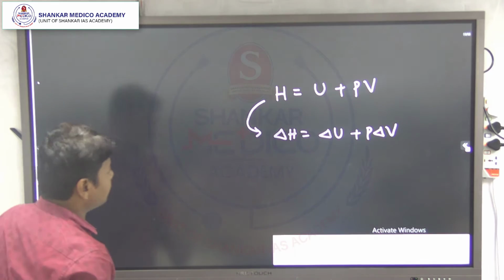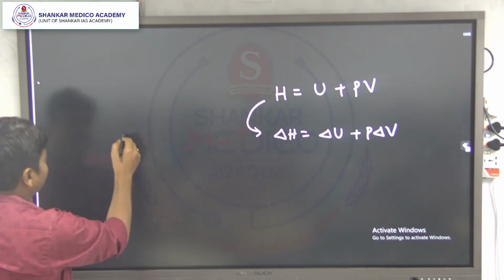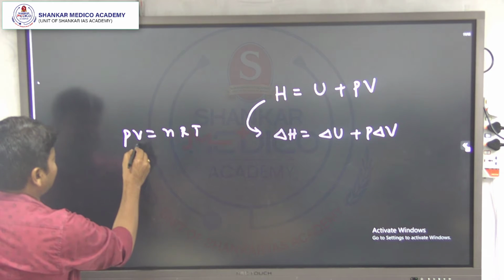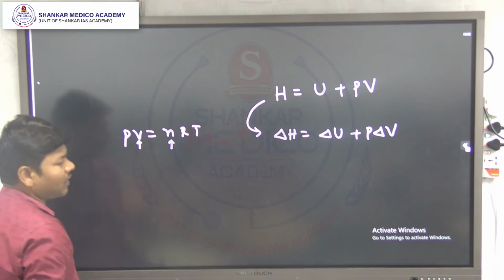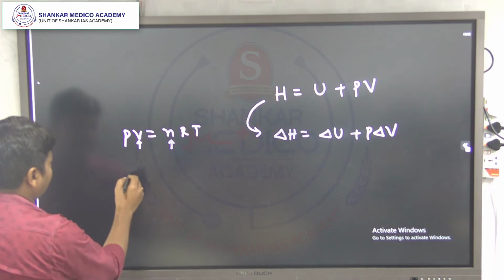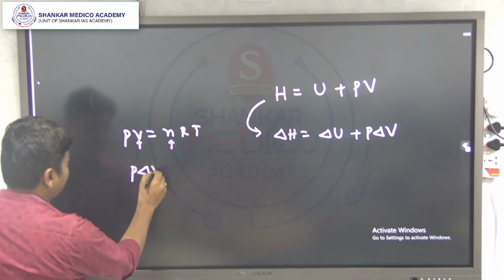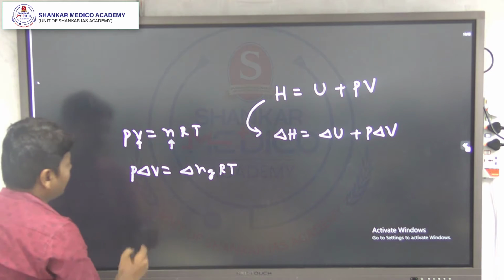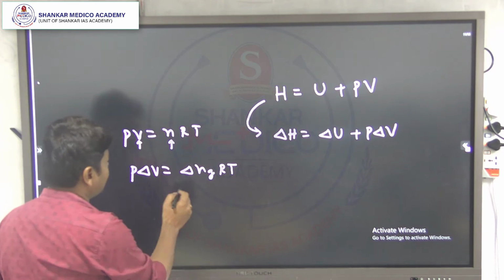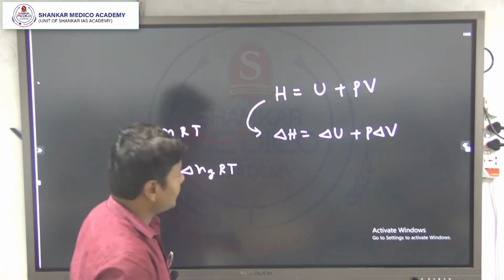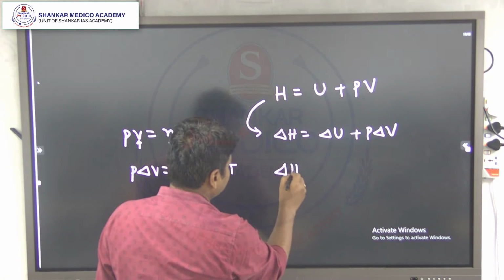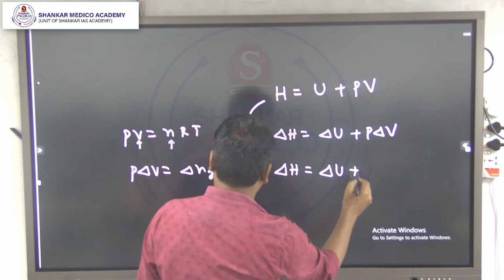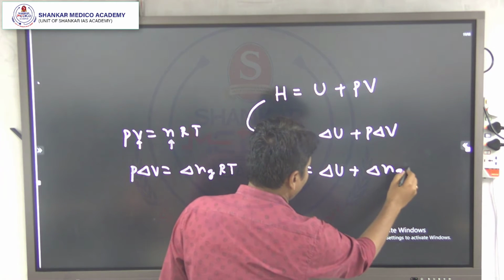Then we know from the ideal gas equation that PV is equal to nRT. Let us take the change in volume accompanies the change in number of moles of the gas. So this I can write as P del V equals delta Ng RT. So in place of P del V, I will be writing delta Ng RT. So my enthalpy change equation becomes delta H equals delta U plus delta Ng RT.